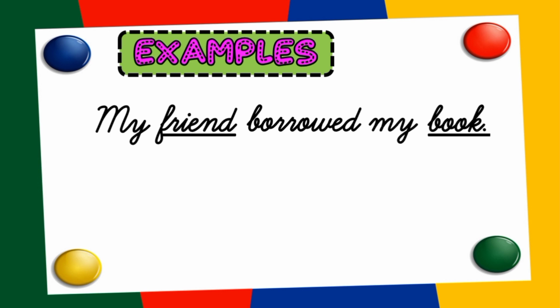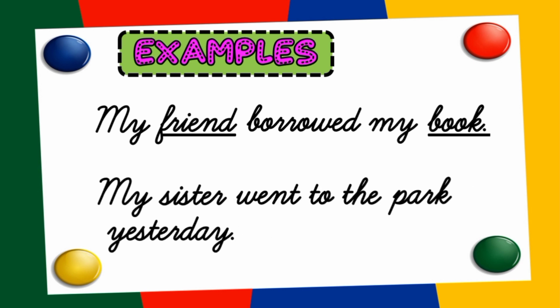Let's have sentence number 2. My sister went to the park yesterday. What are the nouns in this sentence? We have sister. The word sister is a noun used to name a person. And park. The word park is a noun used to name a place.